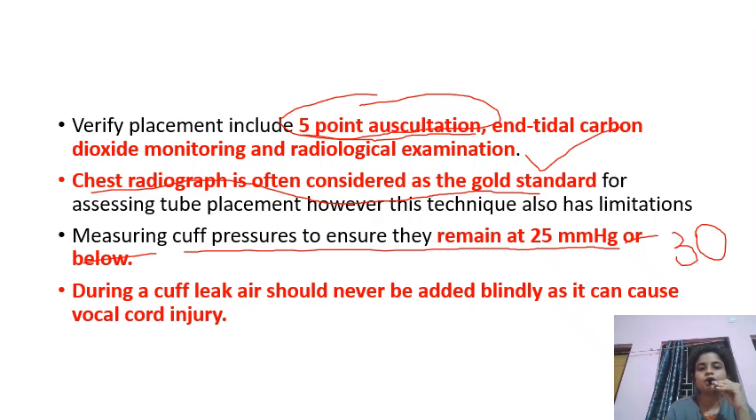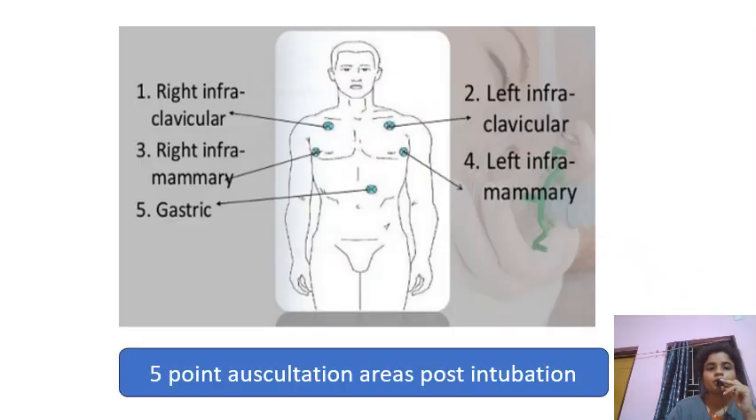Okay, during a cuff leak test, air should not be added blindly as vocal cord injuries can occur, because if the cuff is displaced and placed in the vocal cords, and you are blindly pushing air without checking the placement of the tube, it can cause vocal cord injury. Always check the placement and then do the cuff leak test.